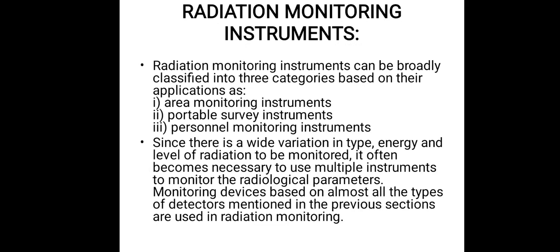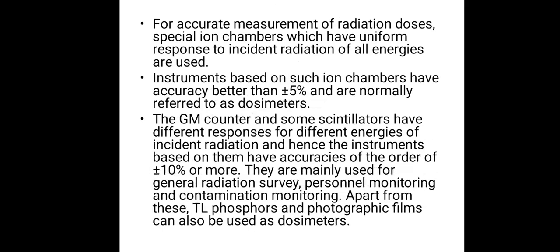Monitoring devices based on almost all the types of detectors mentioned in the previous section are used in radiation monitoring. For accurate measurement of radiation dose, special ionization chambers which have uniform response to incident radiation of all energies are used. Instruments based on such ion chambers have accuracy better than ±5% and are normally referred to as dosimeters.